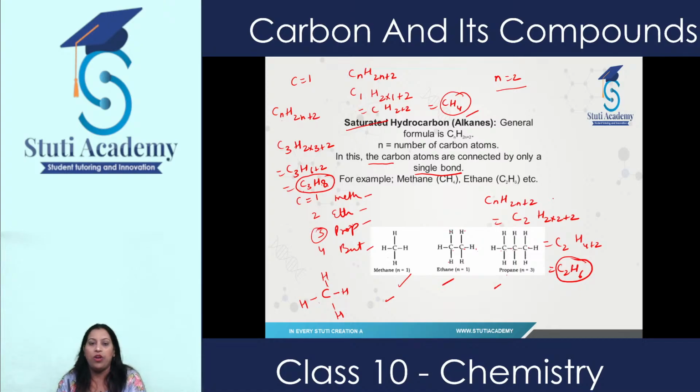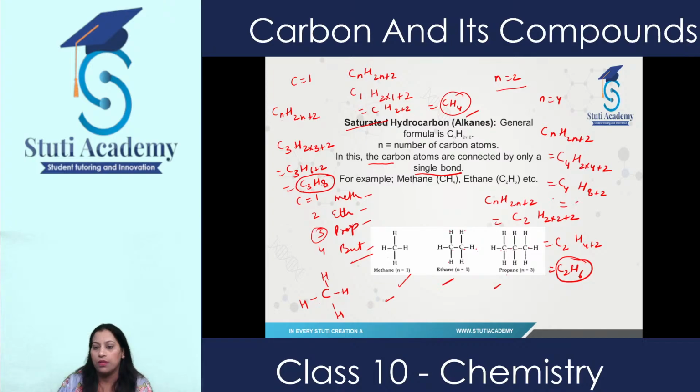Just write down the number of carbon atoms. Let's take one more example of butane. Solve it. I'm solving each and every hydrocarbon for you, so that it's easy for you to solve these kinds of formulas. In place of n, I'll write 4. So 4 plus 2. So C4, 8 plus 2 equal to C4H10.